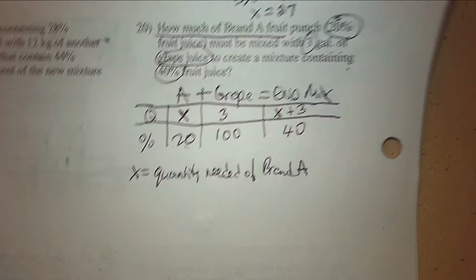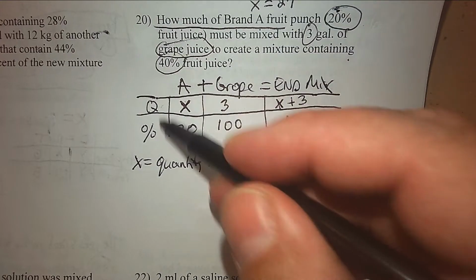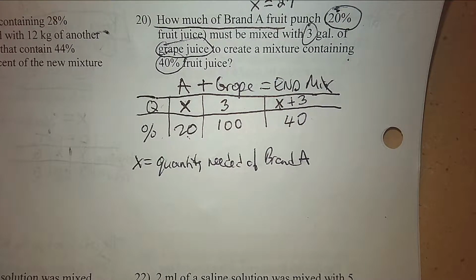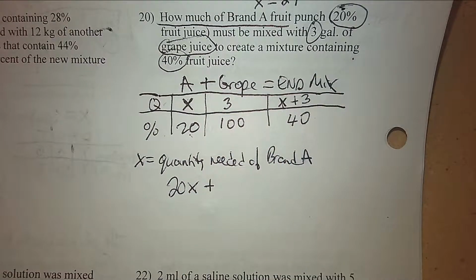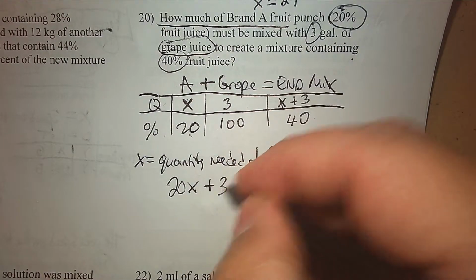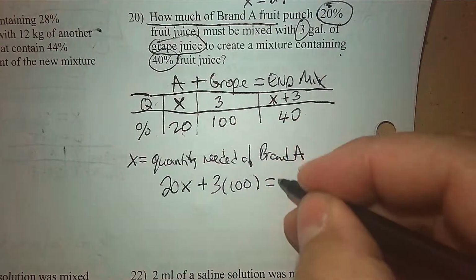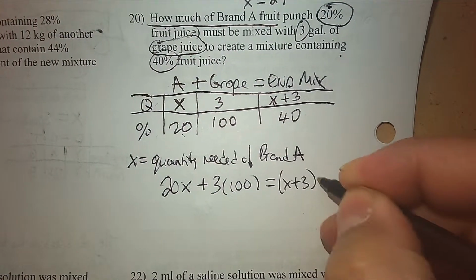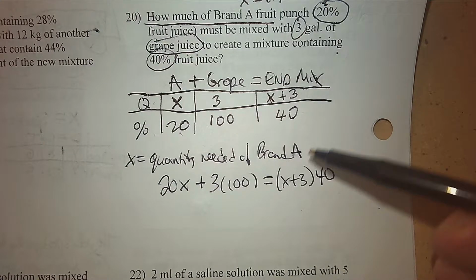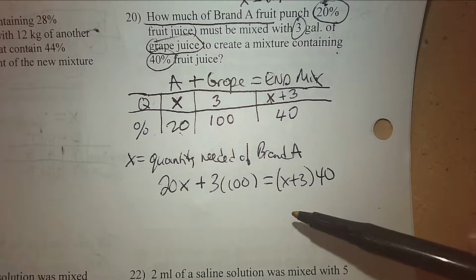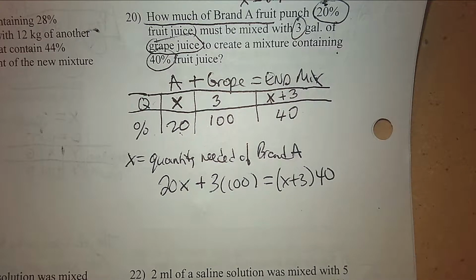So, to set up the equation, we multiply the quantity and the percent. So 20 times (x + 3) times 100 is equal to (x + 3) times 40. See how we set up a chart to organize the equation to make this easier. Then we're going to distribute, combine like terms, and solve it.